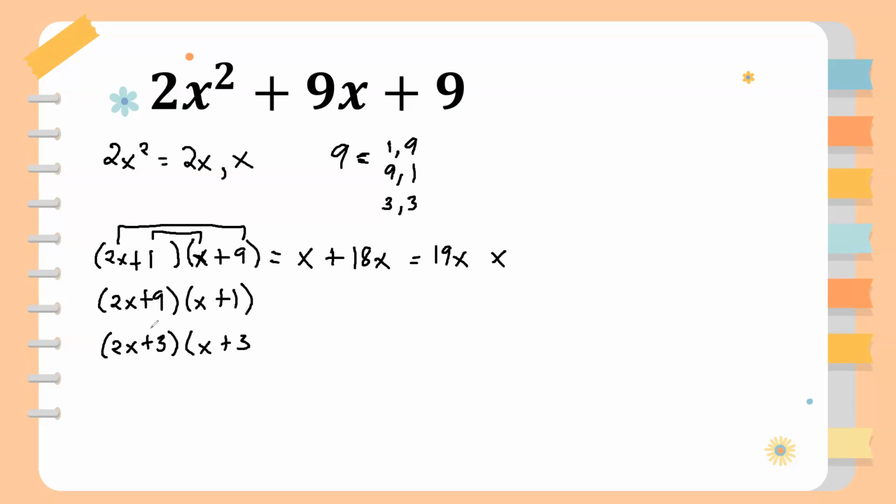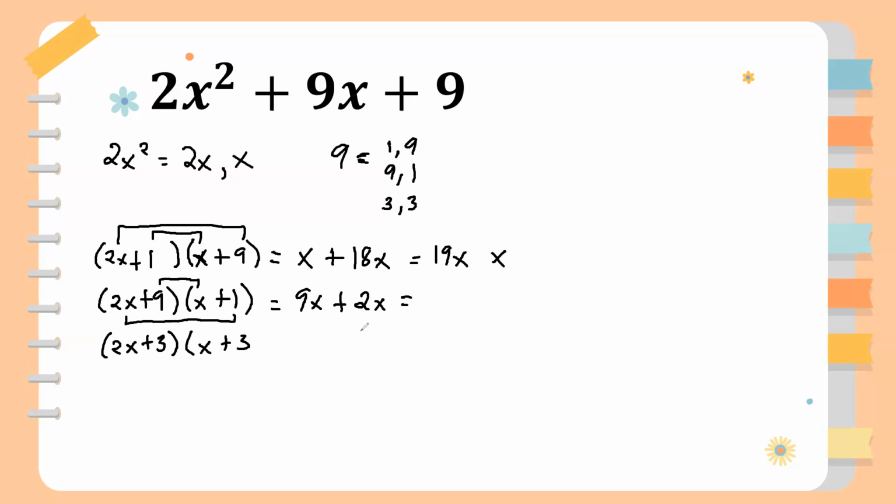So, try naman natin itong pangalawa. We have 2x plus 9 times the quantity x plus 1. First, we get the product of the inner term: 9 times x, that is equal to 9x. And then yung outer term naman, 2x times 1, that is equal to 2x.